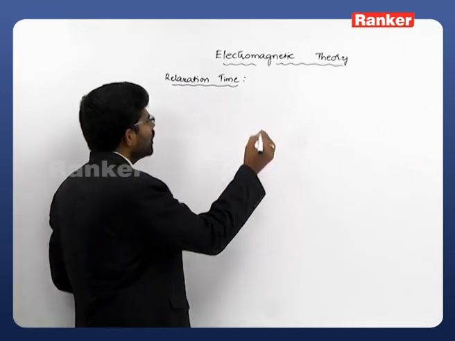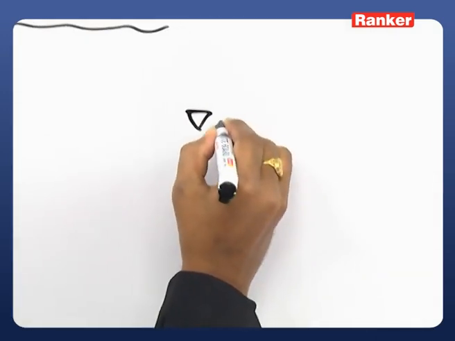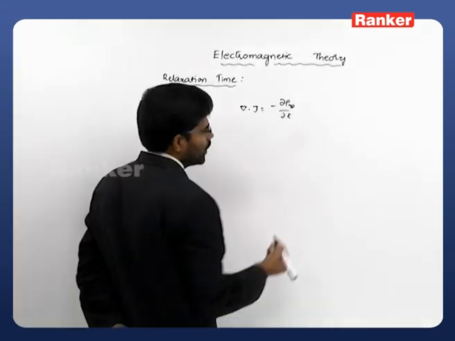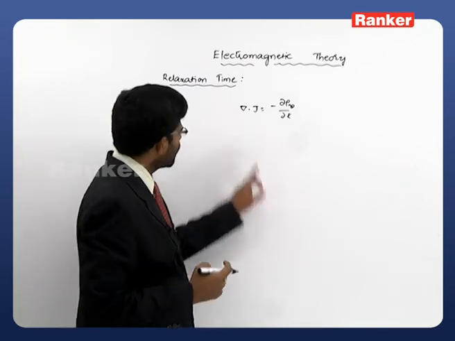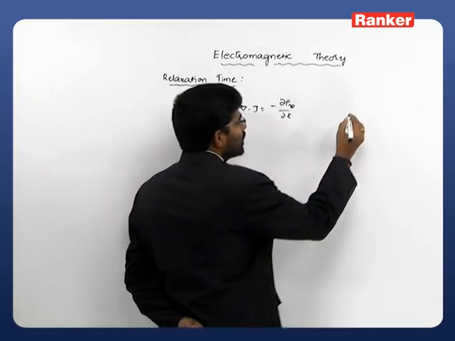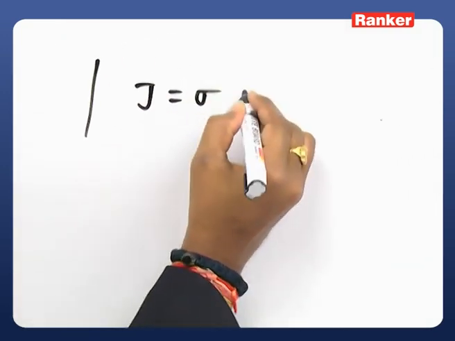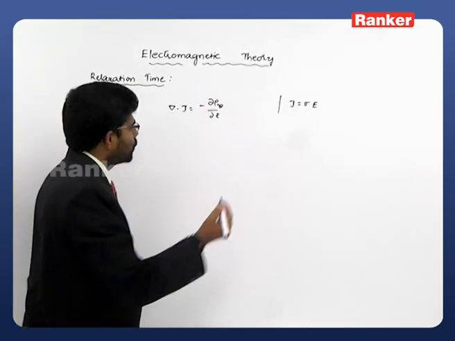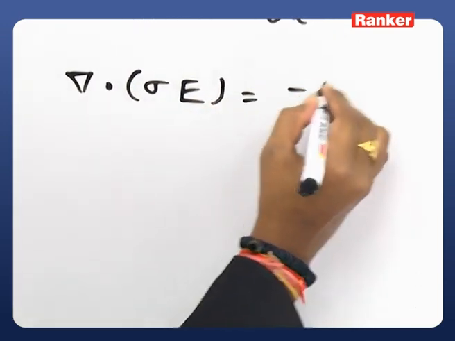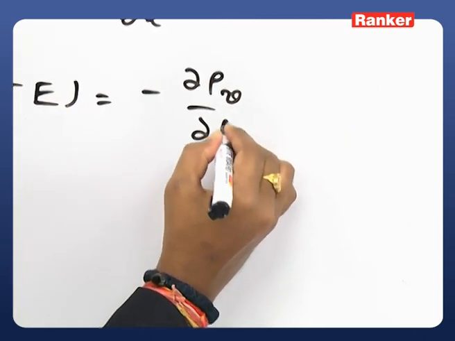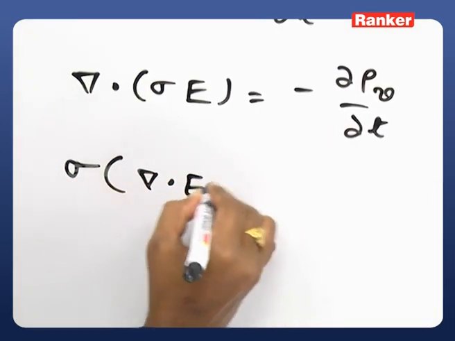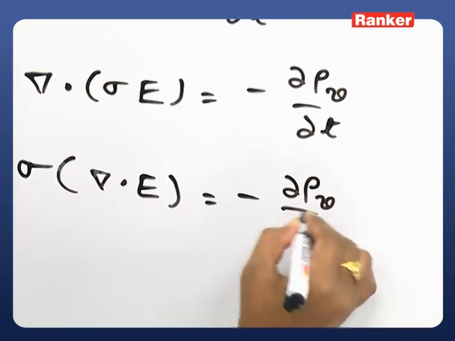So let us take the continuity equation, that is del dot J is equal to minus ∂ρv/∂t. Just now we derived this equation. And from Ohm's law, which we learned earlier, in point form J is equal to σE. Just substitute here, then del dot σE is equal to minus ∂ρv/∂t. And clearly this can be written as σ del dot E is equal to minus ∂ρv/∂t.